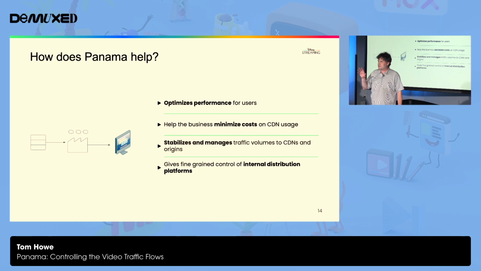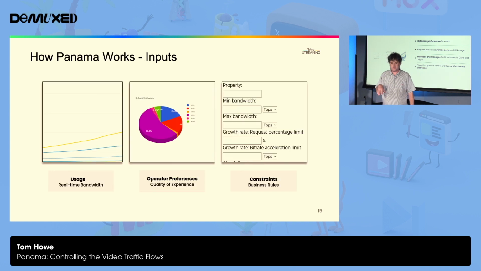Primarily, it still takes into account all of the information that we've used in the past for optimizing performance. But by constantly shifting those distribution rates, we're able to lower our overall CDN costs. In addition, it stabilizes and manages traffic volumes to various CDNs and origins, as it's able to adjust the distribution as traffic flows through the system. And it gives a new degree of fine-grained control for some of our internal distribution platforms.